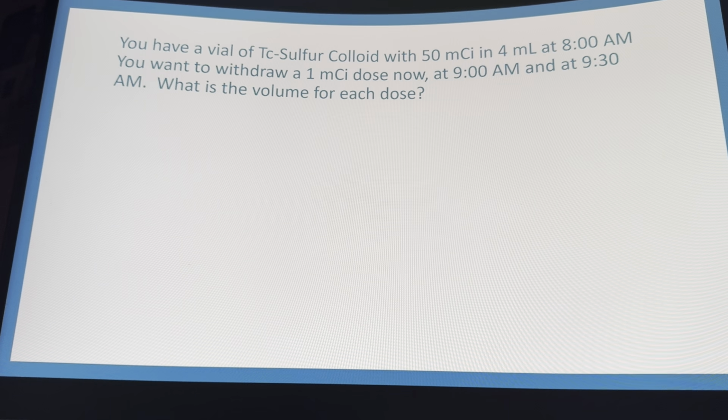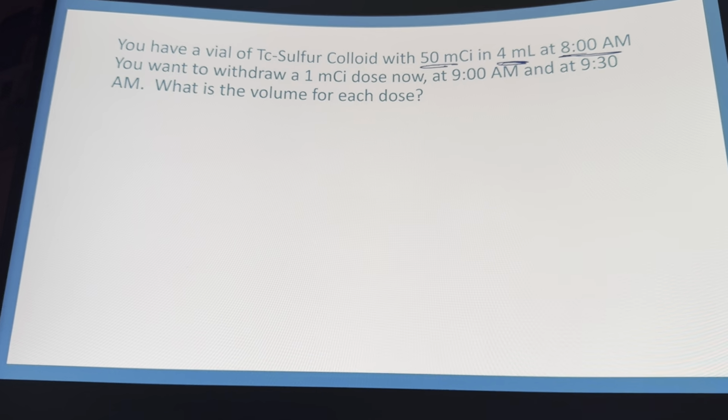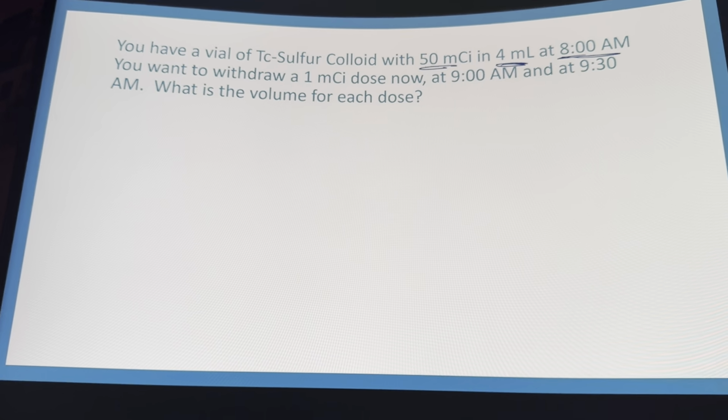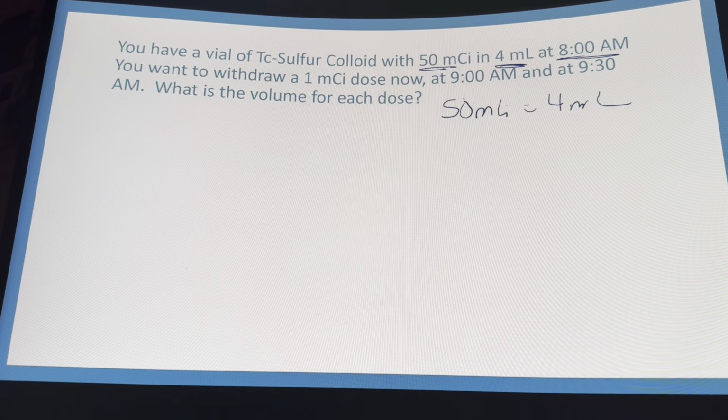You have a vial of Technetium sulfur colloid. It has 50 millicuries in 4 ml at 8 a.m. That's my conversion: 50 millicuries equals 4 ml. I want to draw a 1 millicurie dose now.